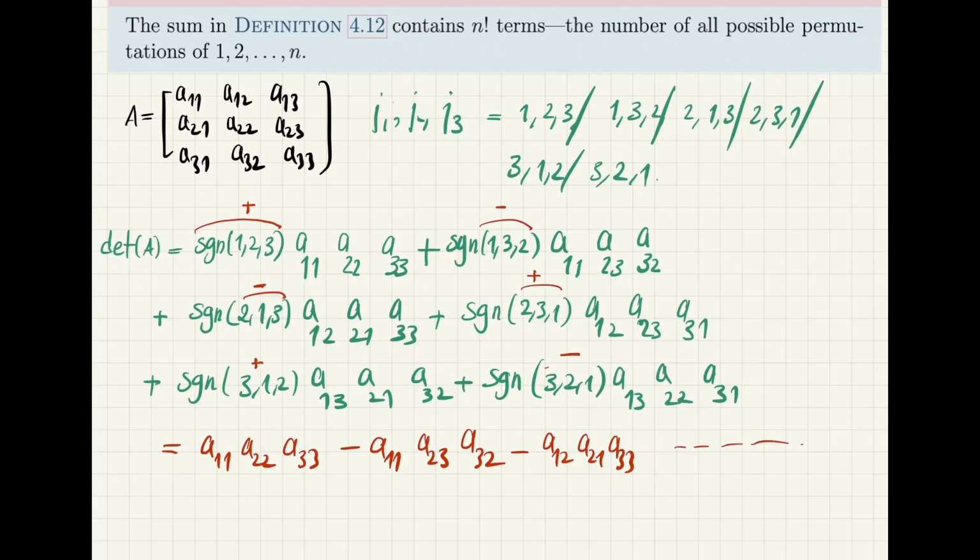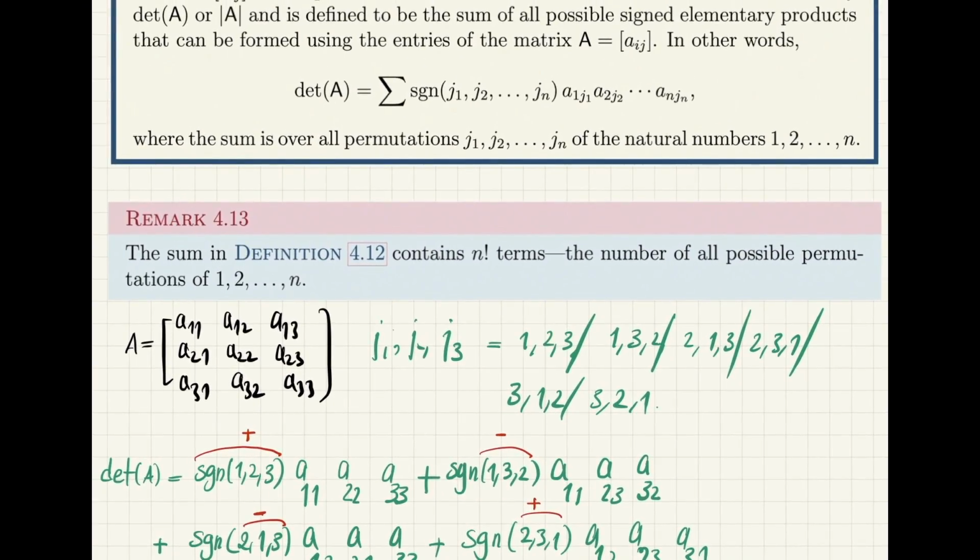But now the good point of this definition is that we are not restricted to only 3 by 3, 2 by 2, 4 by 4 determinants. We can define all possible determinants of all orders. But before going any further, let me mention that this formula is extremely inefficient if the goal is to compute the value of a given determinant.